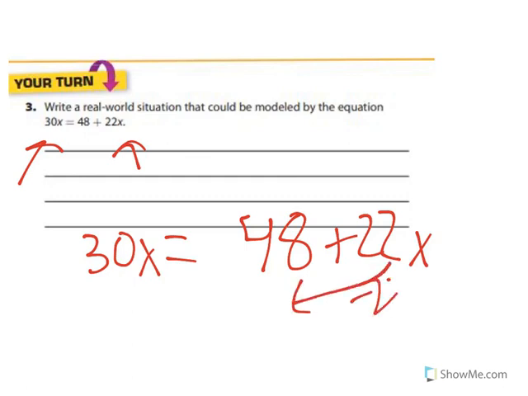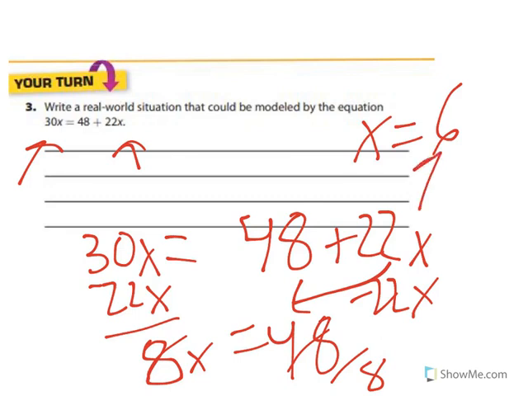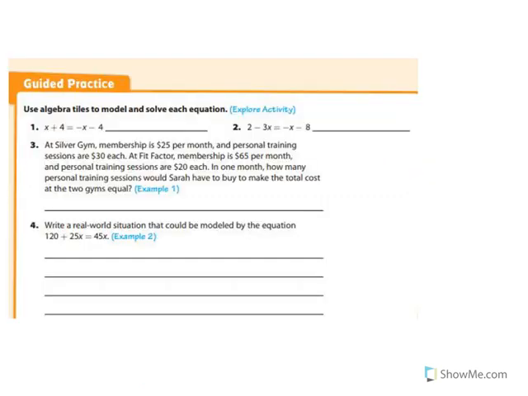We get rid of 22x on this side. We do the same on this side. So we're left with 8x equals 48. Divide both sides by 8. And then I'm left with 6. So x equals 6, and at that rate, both sides would be the same. All right, so you can see our practice. Once again, we did this the other day, just balancing the two sides and doing the same here.